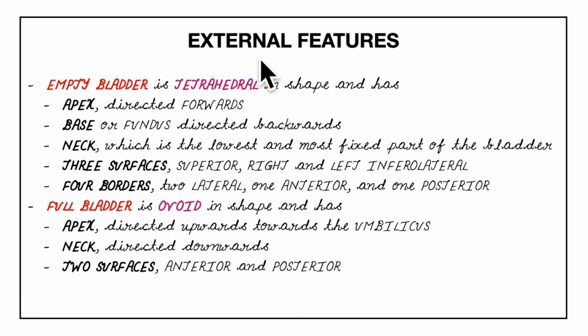Summarizing the important points on the external features of the urinary bladder, the empty bladder is tetrahedral in shape and has an apex which is directed forwards, a base or the fundus which is directed backwards, a neck which is the lowest and most fixed part of the bladder, three surfaces, that is superior, right and left inferolateral, four borders, two lateral, one anterior and one posterior border. Now a full bladder is ovoid in shape and it has an apex which is directed upwards and towards the umbilicus, a neck which is directed downwards and two surfaces, that is the anterior and posterior surface.